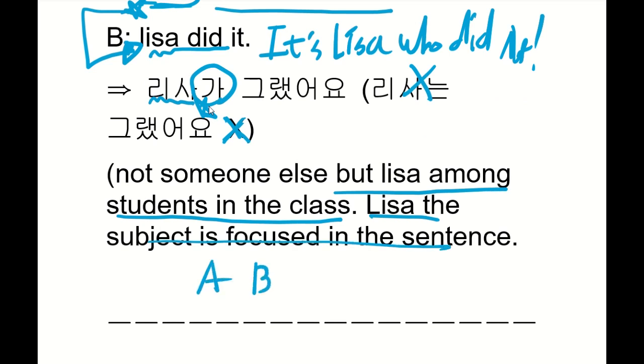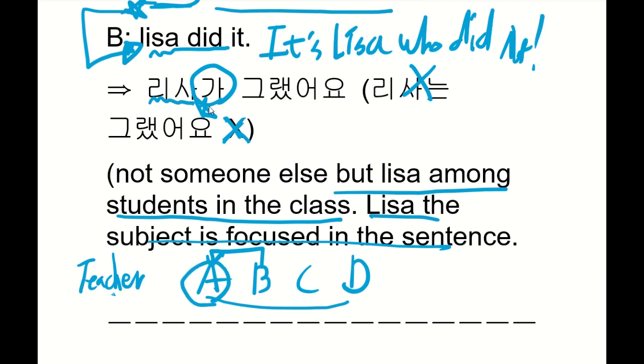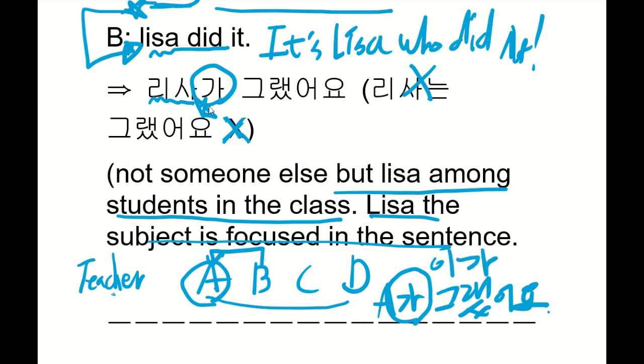Okay, so let's say A, B, C, D. There are students in the class, A, B, C, D, and then the teacher says, who broke the window? And then B says, A did it. A가 그랬어요. Okay, because we want to know who, the subject part. So we used 가 here. 이 가, subject marking particle, not topic marking particle. All right.